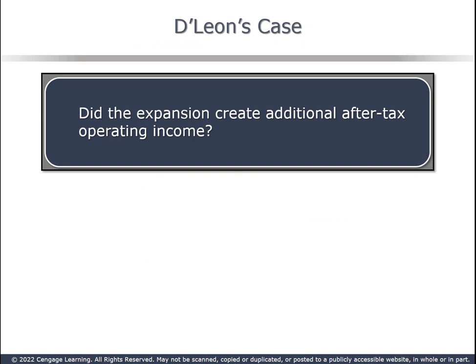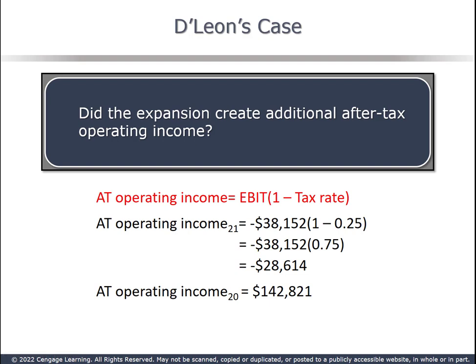Did this expansion create additional after-tax operating income? After-tax operating income takes taxes into account but not interest expense. DeLeon's after-tax operating income swung from a positive $142,821 in 2020 to a negative $28,614 in 2021.